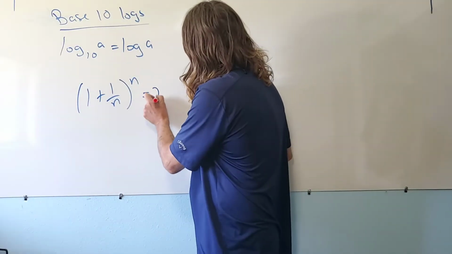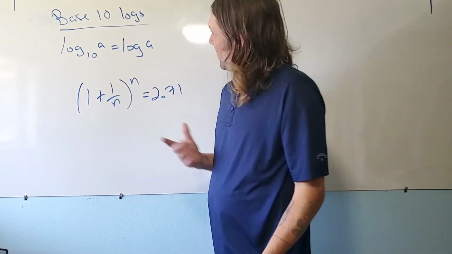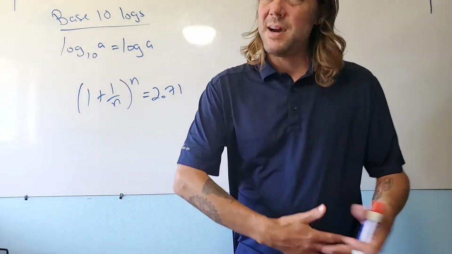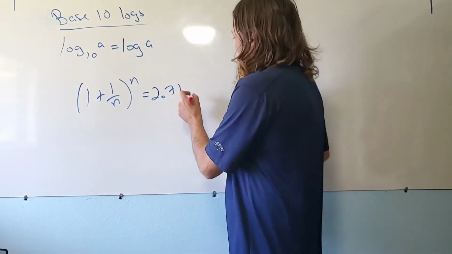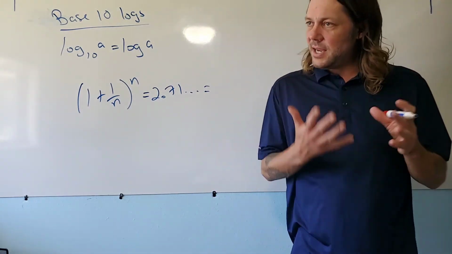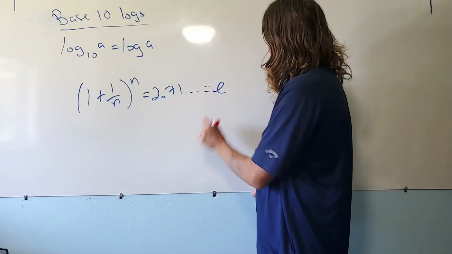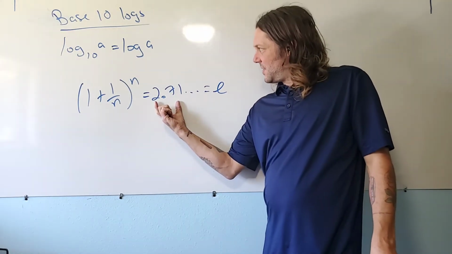What's going to happen is it's going to change, and I only memorize it to 2 decimal places. It's like pi: that's 3.14, and this is 2.71. We call this number E. So whenever you see an E, I'm telling you that it's this number.